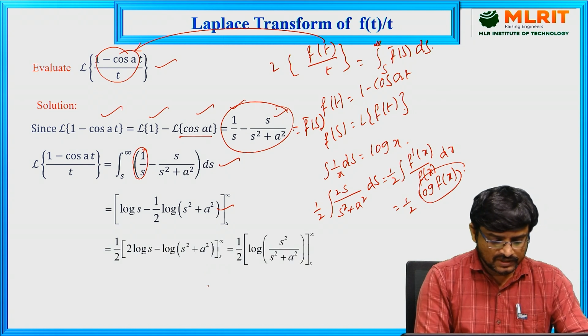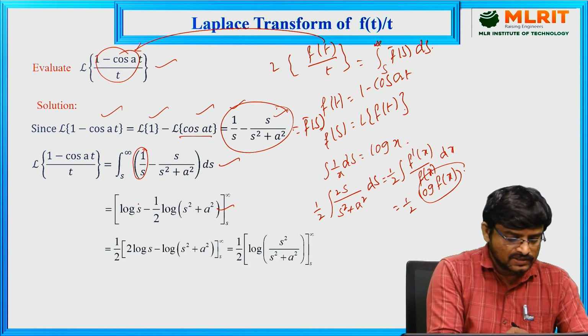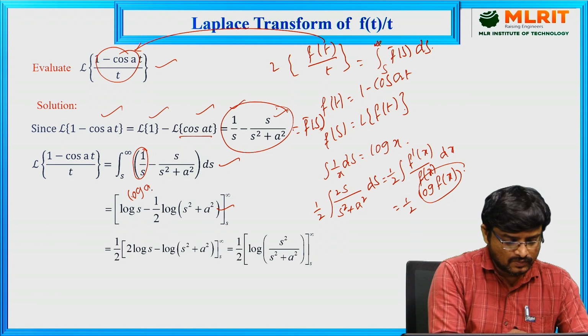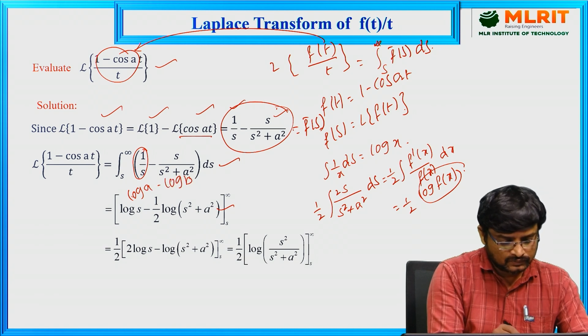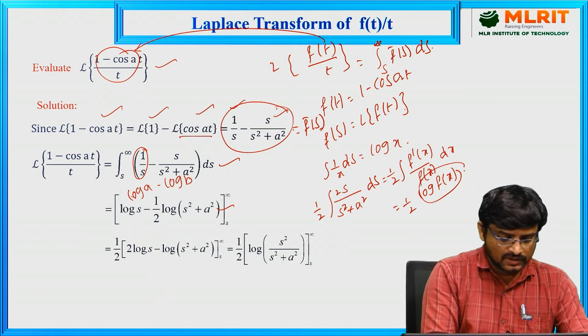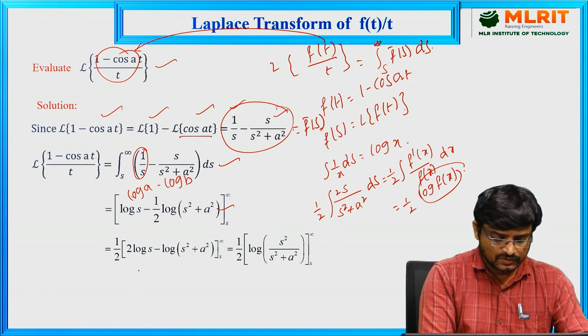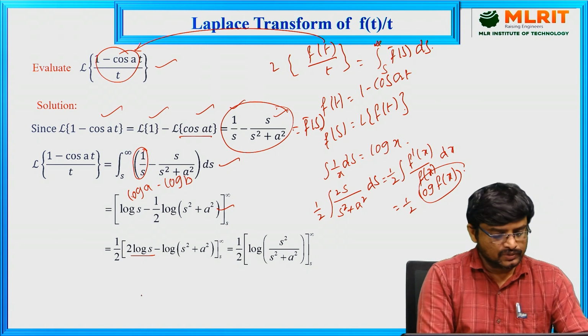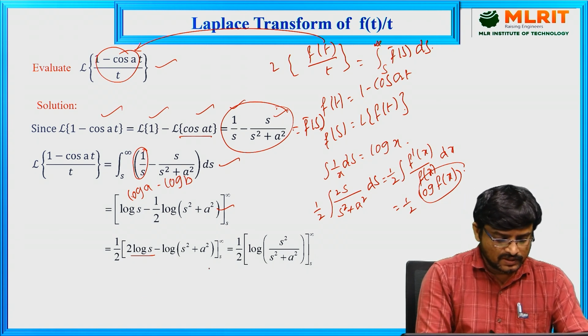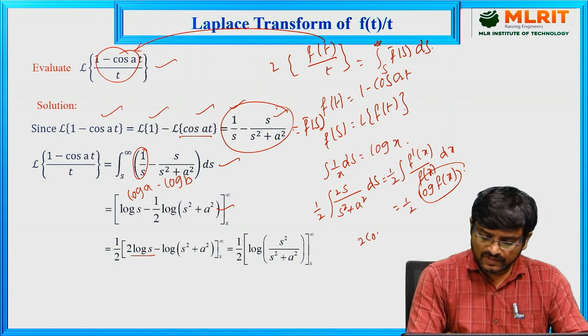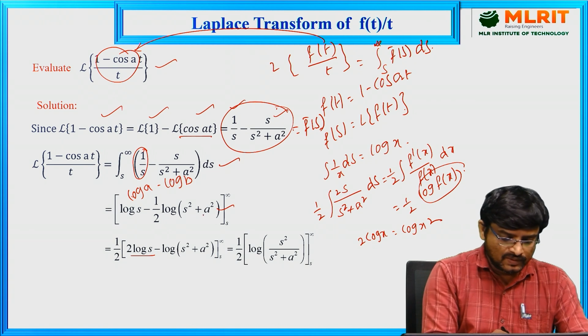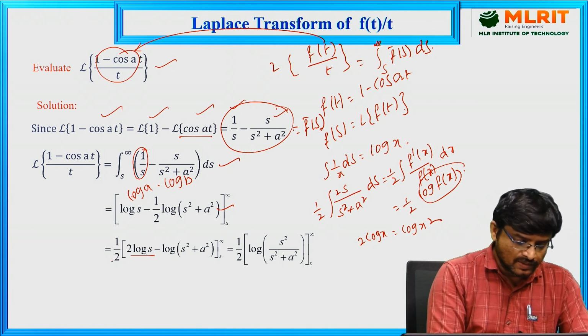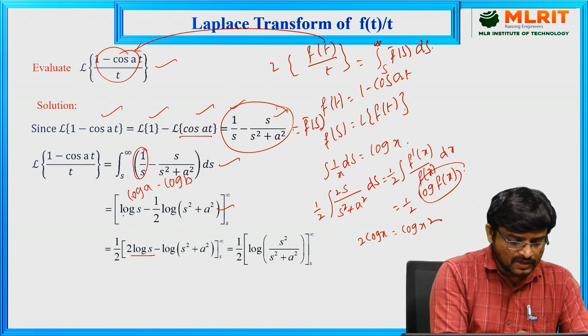Before substituting that, I want to convert this to the form log a minus log b. So you convert that. Here you will get 1 by 2 into, take the LCM, take 1 by 2 common, you will get 2 into log s minus log of s square plus a square. So 2 into log x can be written as log x square. From these two terms I want to take 1 by 2 common here.